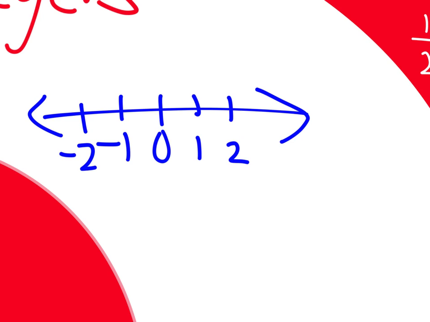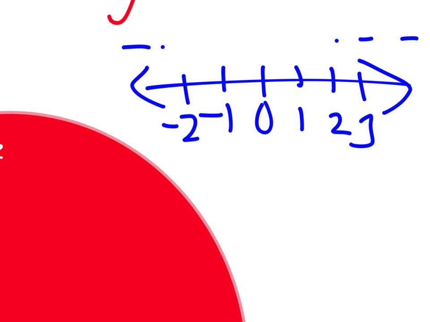So if we have a number line. Oh wait, it wouldn't make sense to draw with a white pen. So if we have a number line and zero's in the middle, we have -1, 1, 2, -2, 3, and so on. And so on. Okay? So the digits you can count.